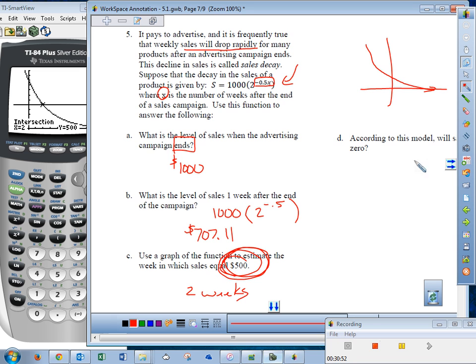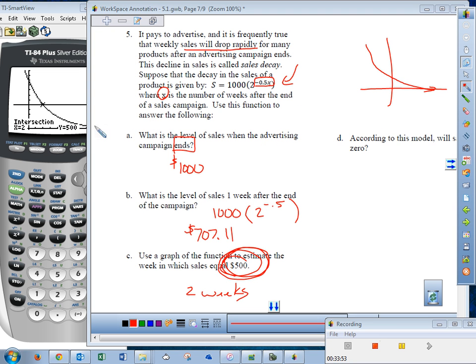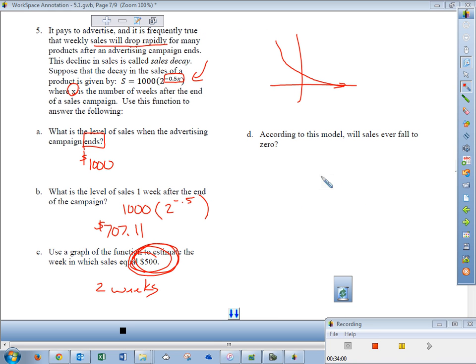According to this model, will the sales ever fall to 0? Like mathematically, here's your graph again. Will that thing ever get to 0? Sales is your y value. Will it ever get to 0? Yes or no? Realistically, that could happen. They're talking mathematically. According to this model, will it ever happen? Yes or no? No. Why not?